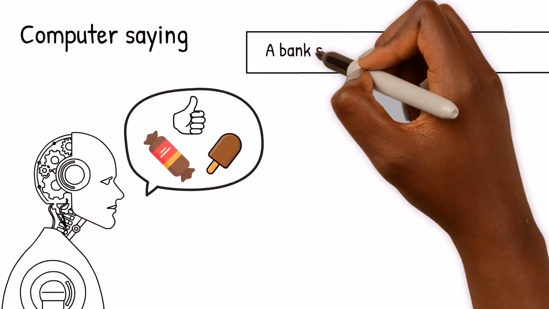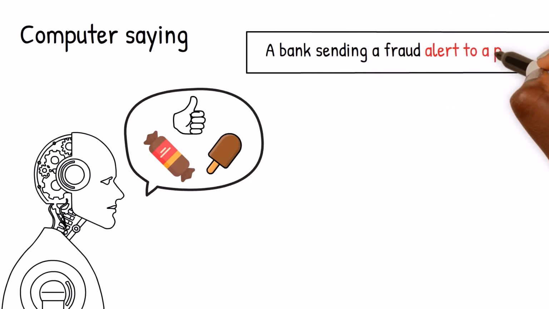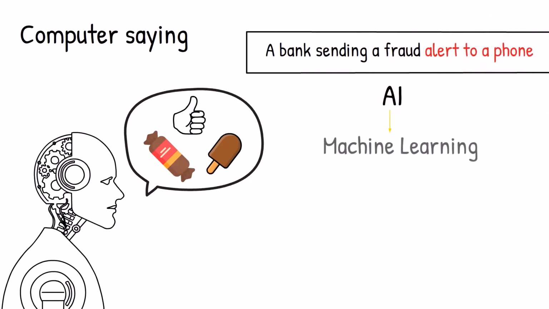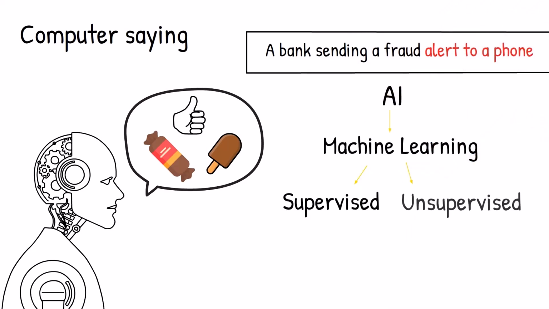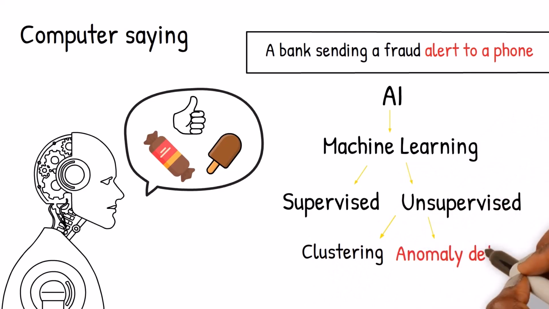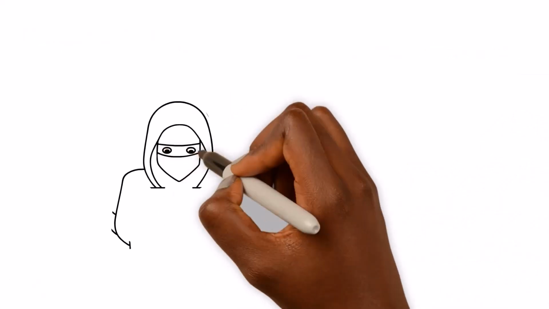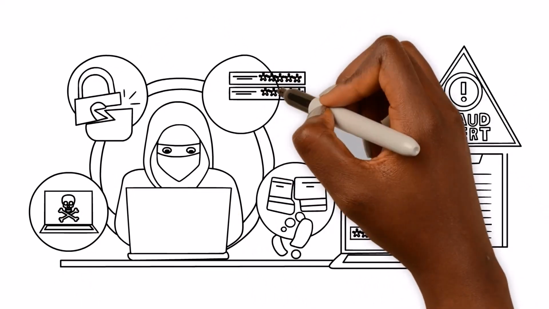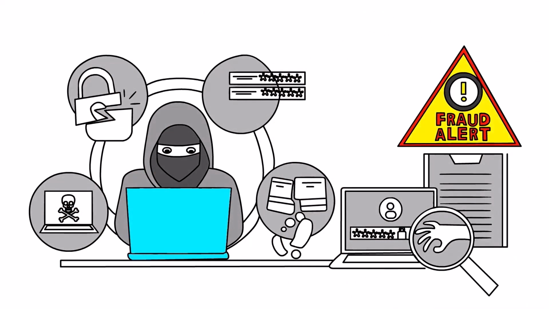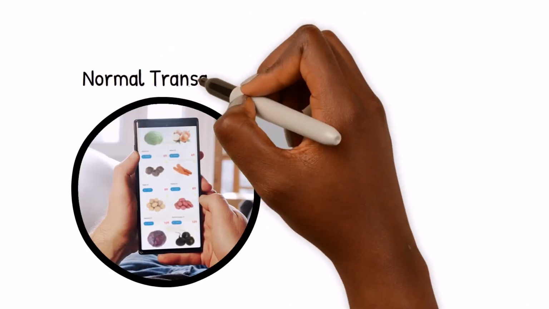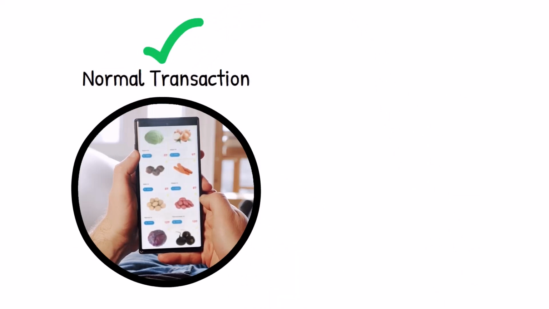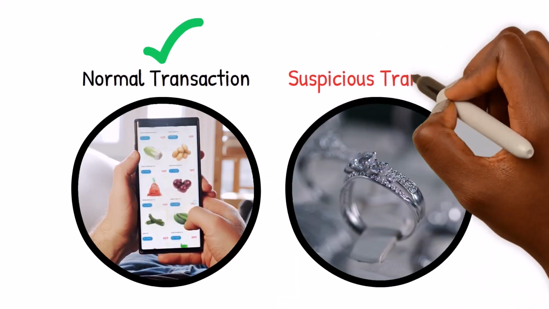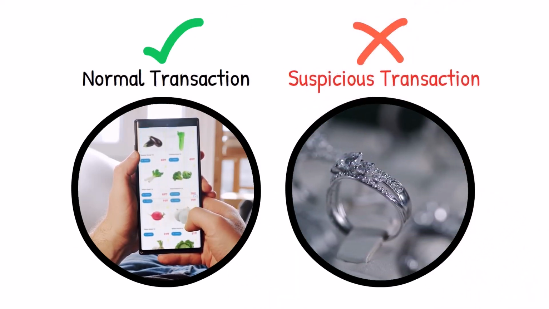Or how about when your bank sends you a fraud alert? That's also another type of unsupervised learning called anomaly detection. The computer looks at your spending patterns and flags anything that looks fishy or unusual. It's like the computer saying, whoa, you usually buy groceries, not 13-carat diamond rings.